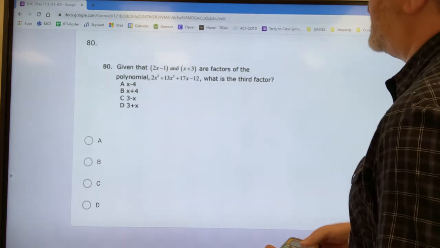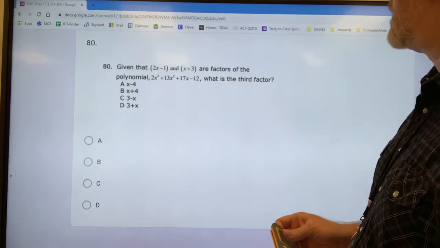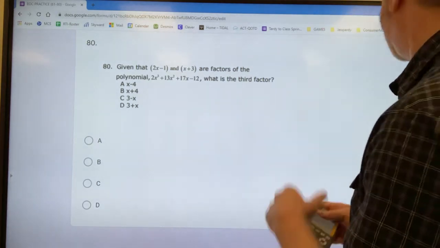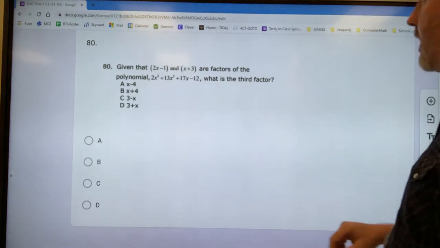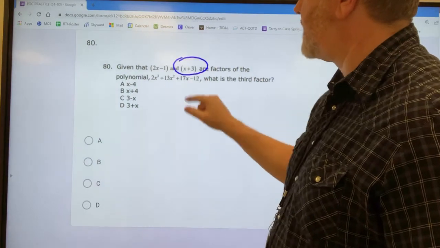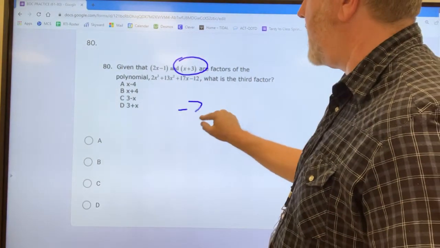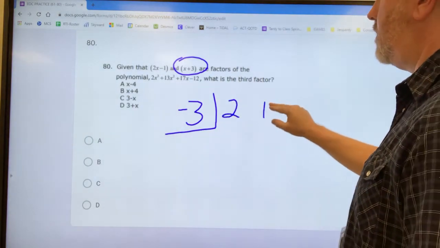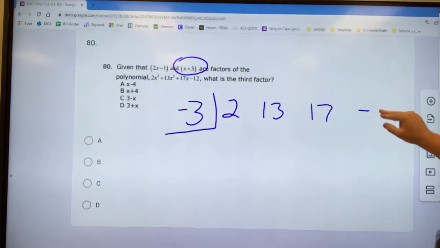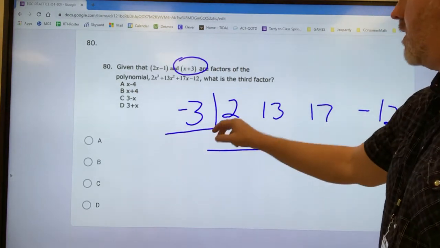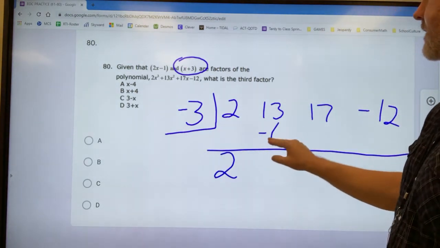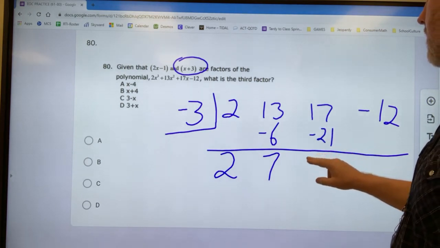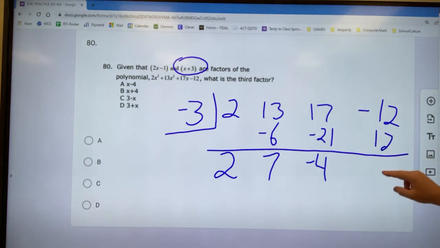So what's the quickest way? Here's another way to do it. Let's use synthetic division and divide it by -3, because we know that's a 0, because it tells us that's a factor. 2, 13, 17, -12. Let's see what we have left over. 2, -6, 7, -21, -4, 12. We know we have 0 as a remainder.